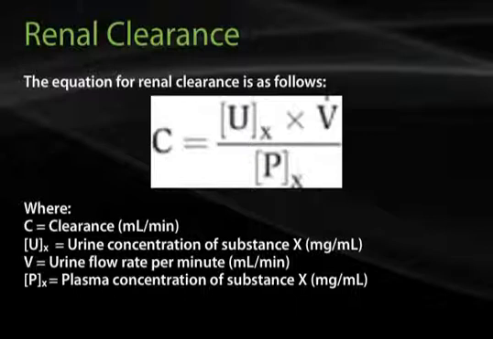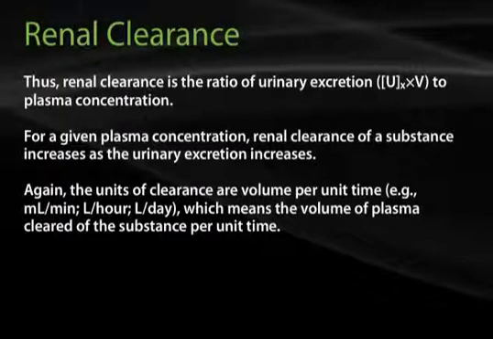The equation for renal clearance is as follows, where C is clearance measured in milliliters of plasma per minute, U refers to the urine concentration of a substance X given in milligrams per milliliter, V is the urine flow rate per minute in milliliters per minute, and P is the plasma concentration of that same substance in milligrams per milliliter. This equation applies for all substances discussed. Thus, renal clearance is the ratio of urinary excretion to plasma concentration.